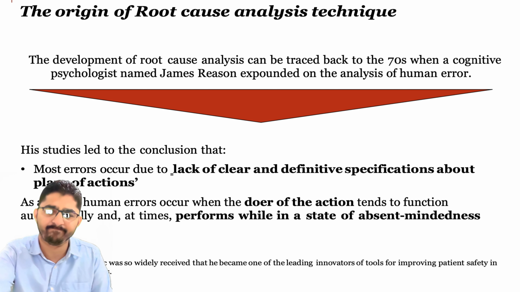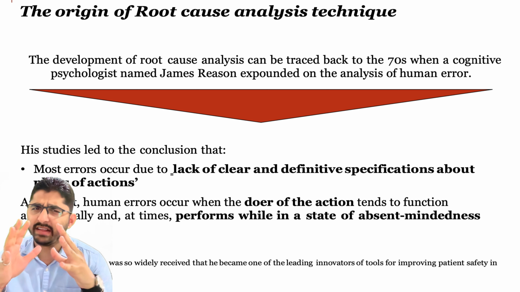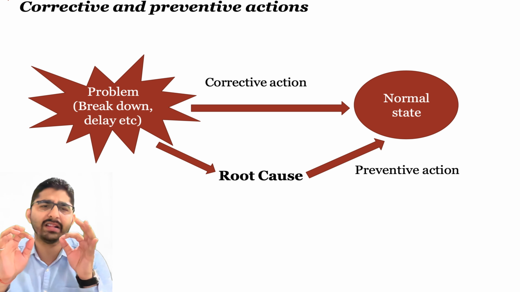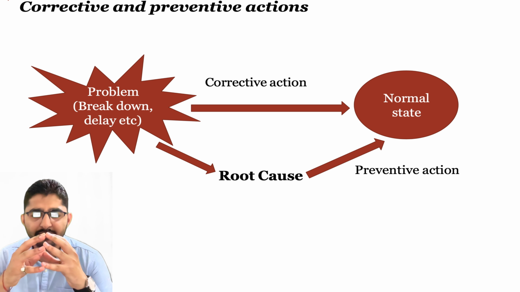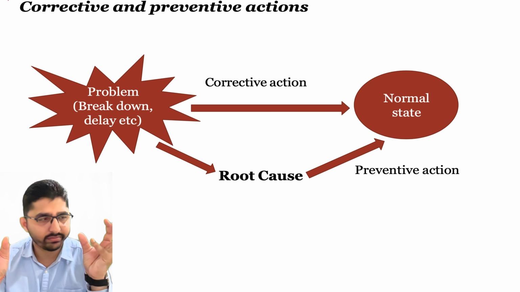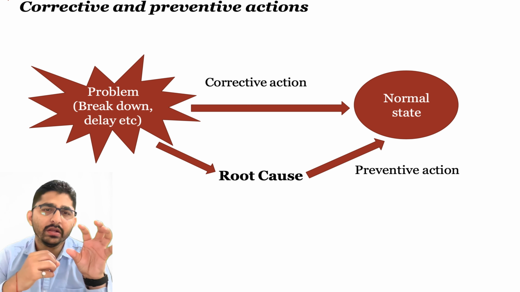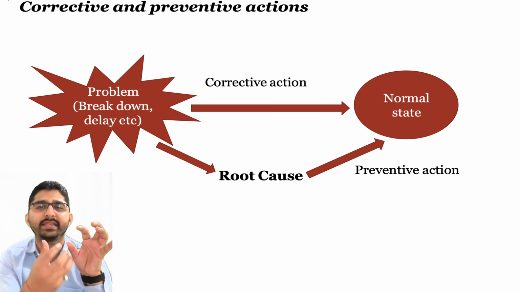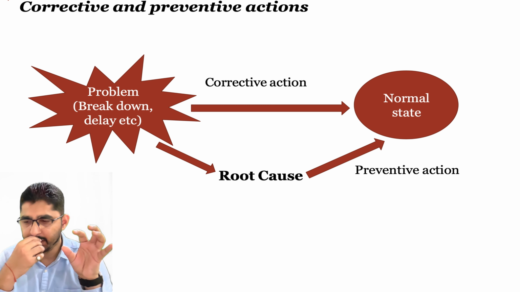Now let's understand what we mean by corrective and preventive action. I am going to help you understand it in very simple language. When you see the diagram behind me on the screen, I have taken two red color indications. Towards the left-hand side is a problem. This problem can be either a breakdown or a delay. Whenever the problem occurs, we should try to bring it back to its normal state, right? Assuming, let's say you are working in the manufacturing department. So there is a conveyor, right?